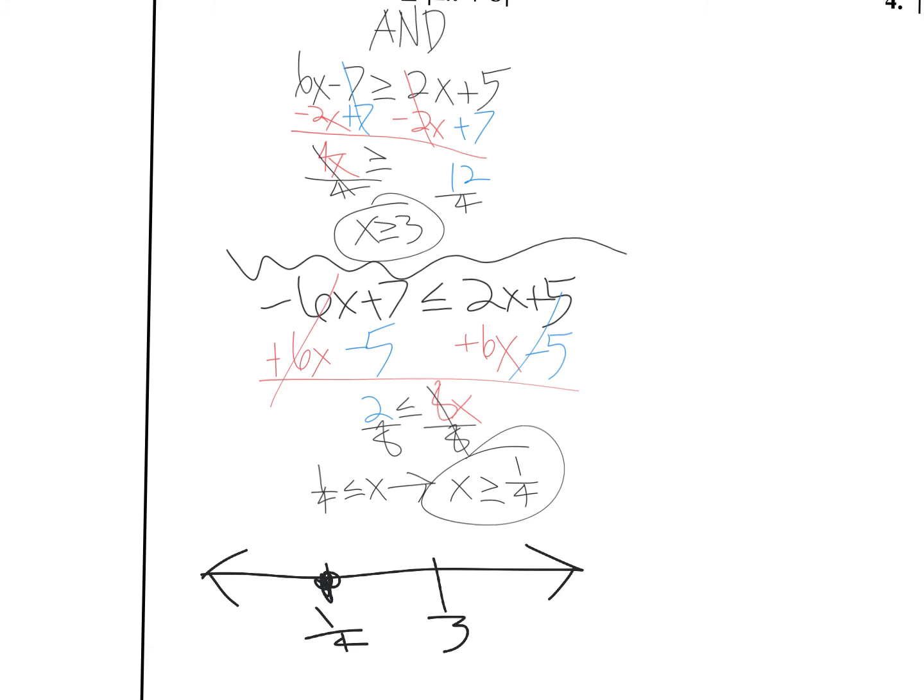I'm going to put a solid dot there, and I'm going to shade to the right because it says x is greater than or equal to 1 over 4. And then I have a solid dot at 3 as well, and then I'm also going to shade to the right because it says x is greater than or equal to 3.